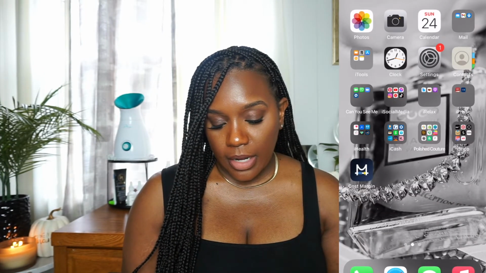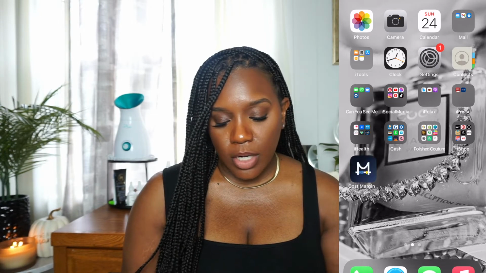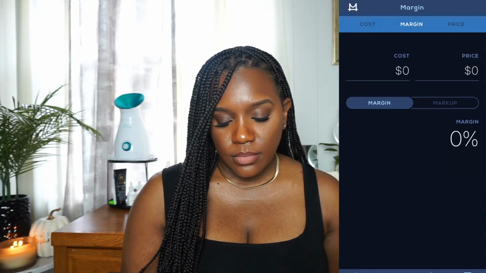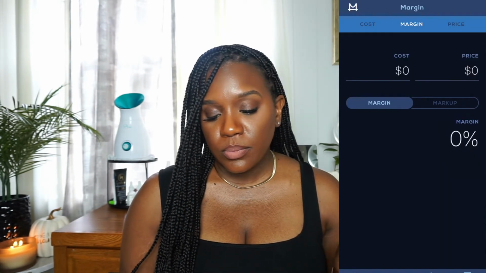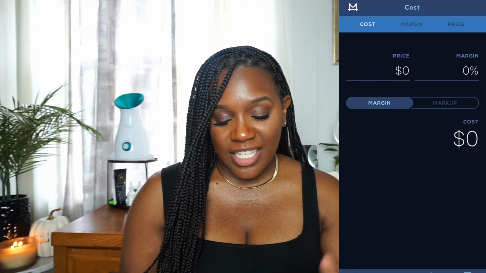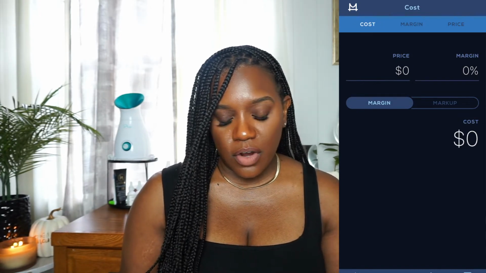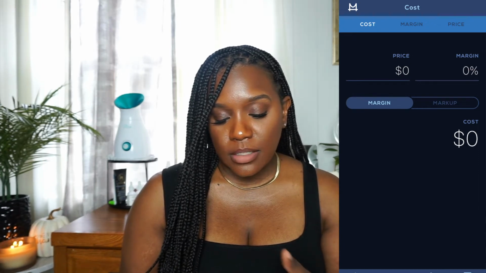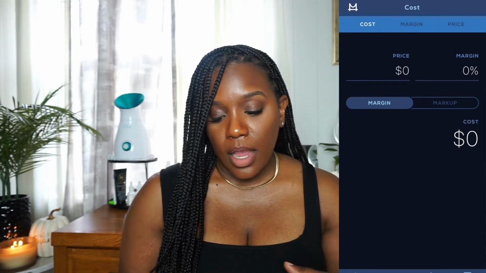Once we have our total expenses, we're going to go to this app called Cost Margin. I really love this app. We're going to wait for it to load. Okay, bomb app. Let me tell you about it. Let's say you want to know the cost of your item. You put in the price, which we don't know yet, and you put in your margin.